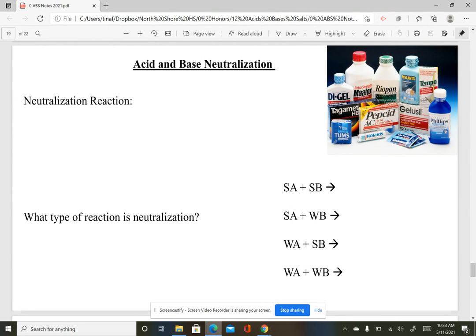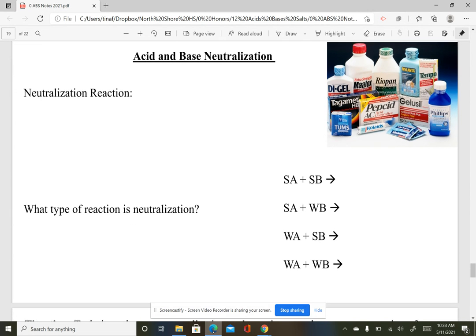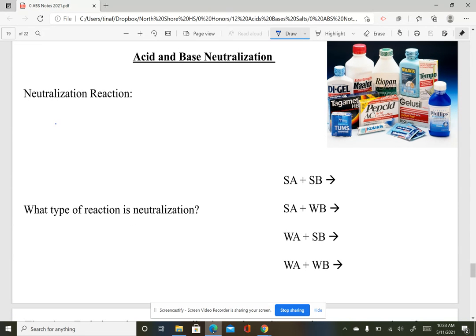So as a general formula, we always start with an acid and a base. Those are your reactants. And when you let them react, you get salt. So that's just like any ionic compound that doesn't end in OH, and you get water as one of your products.